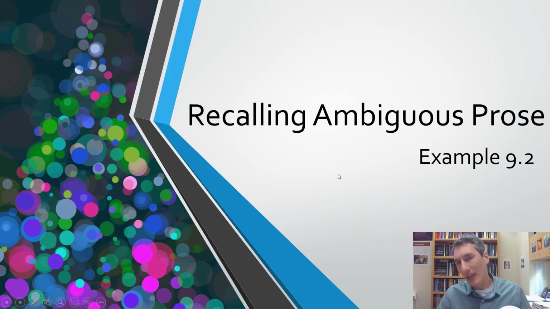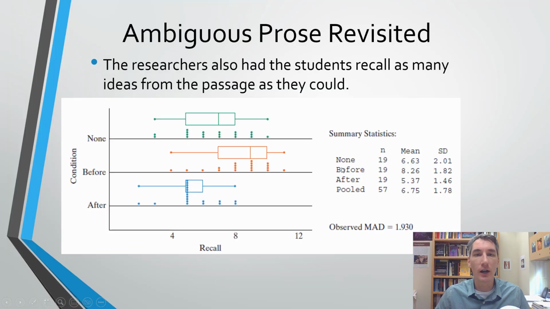The example we're going to look at is called ambiguous prose, which we saw before, but this time we're going to make a slight change to it. When the researchers did the study, they not only said rate your own sense of your comprehension, they actually had the participants recall details from the passage. Then they counted how many details they could correctly identify, somewhere between 0 details all the way up to 12 details. If they could recall more details, that shows they had better reading comprehension.